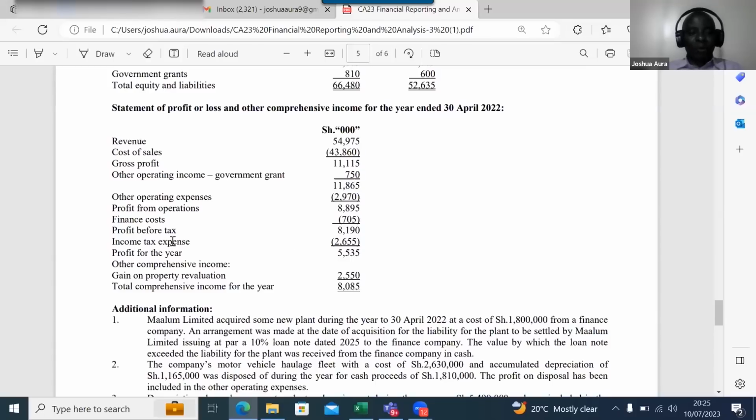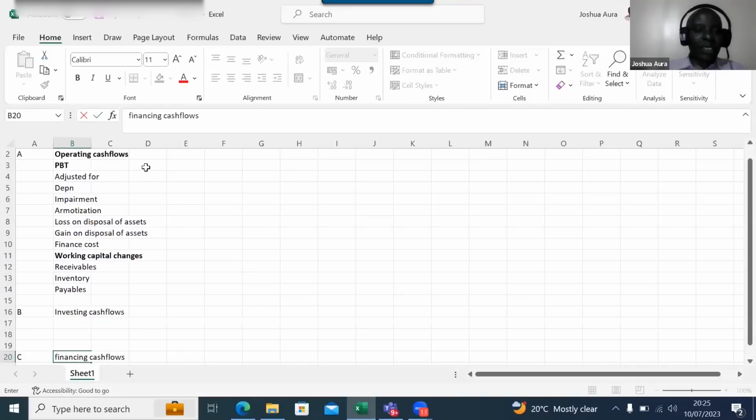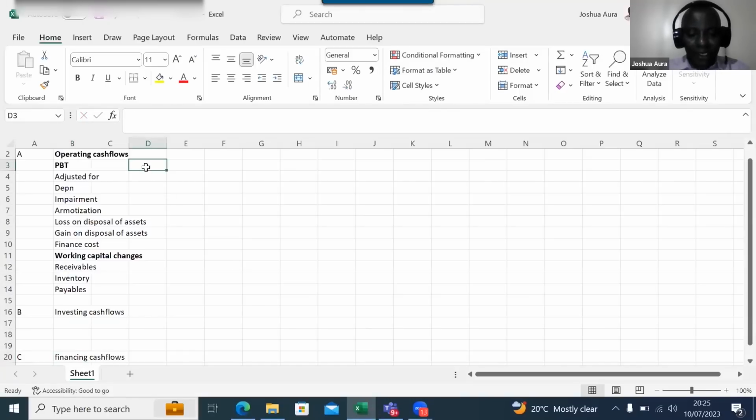So in this question, is there somebody who is able to see the profit before tax? 8190, isn't it? So this is what I'll come and put in my Excel. Profit before tax here, I have shillings, thousands. So we have here 8190. And then now we go for the adjustments. The first one is the depreciation.